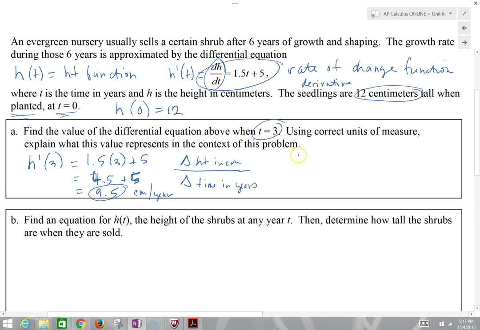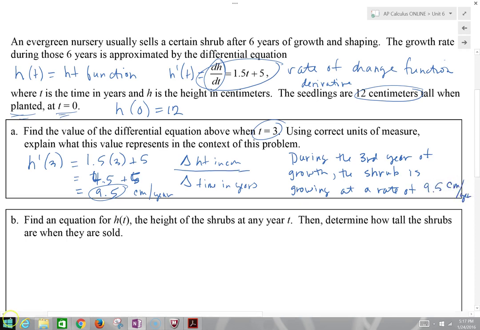So we can say during the third year of growth, a shrub is growing at a rate of 9.5 centimeters per year.